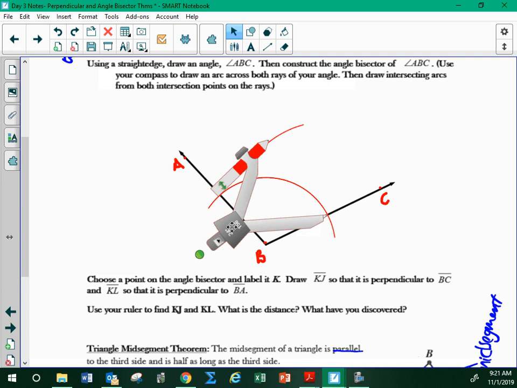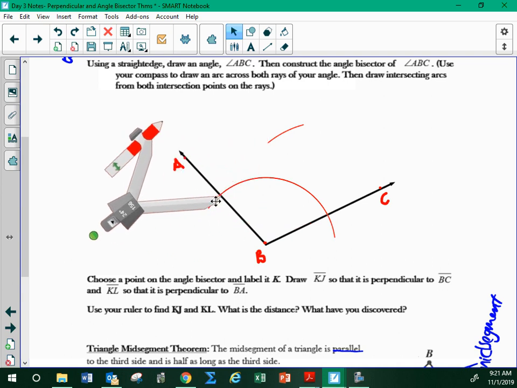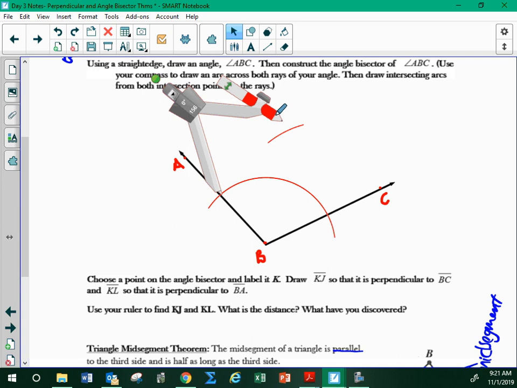You might want to extend it out a little more. Good, yeah, go a little further to the right. Okay, so now we're just going to do the same thing. I'm going to move my pointy black end to the other intersection, and I'm going to do the same process so that we get that intersection. Once again, you might have to go back and extend it out if you didn't go quite far enough.